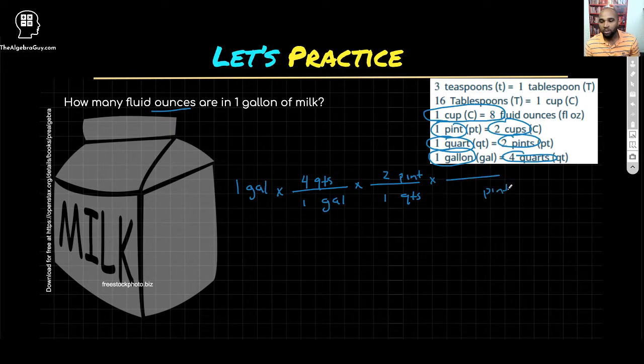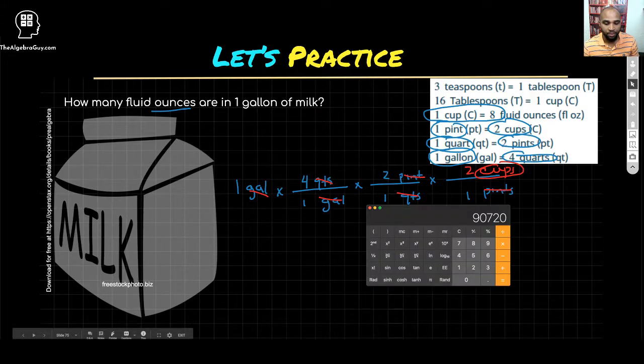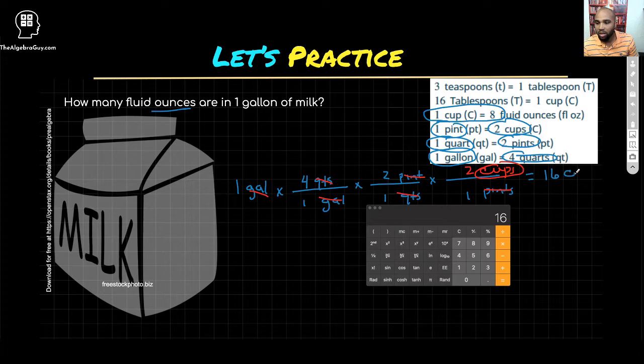And getting rid of my pints, I know that in 1 pint, there are 2 cups. 2 cups. So there it is. That's the unit I was looking for. And I can see that these gallons cross out now. So if I multiply all this, I will get the answer I'm looking for. What numbers am I going to multiply? 1 times 4 times 2 times 2. 16. So there are 16 cups in 1 gallon of milk.